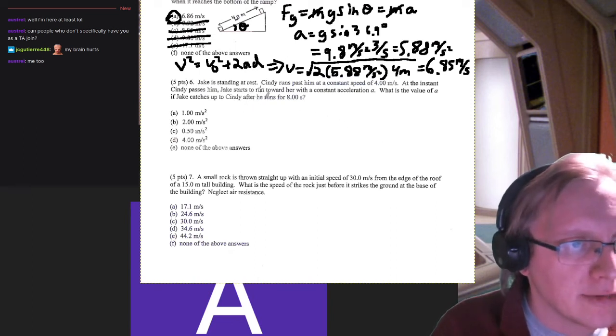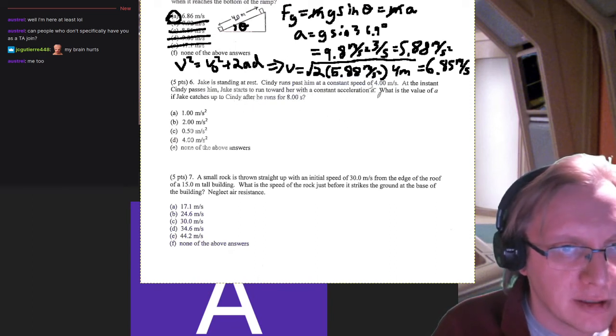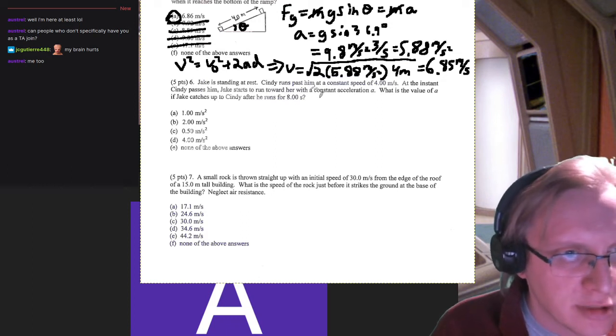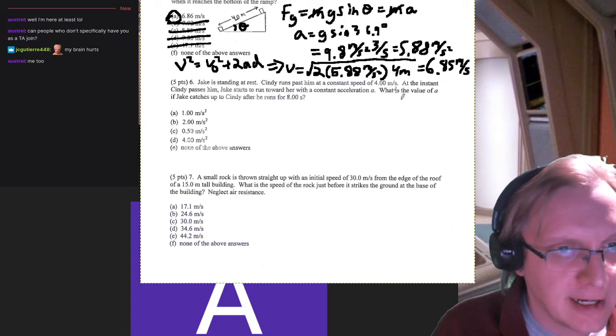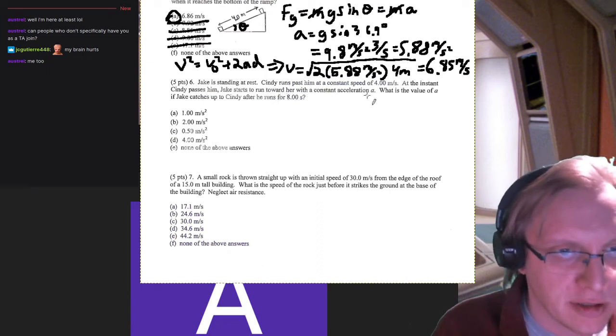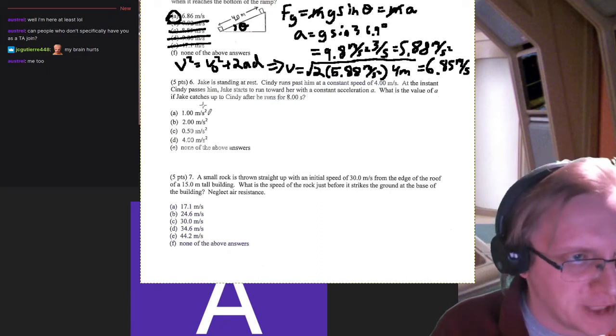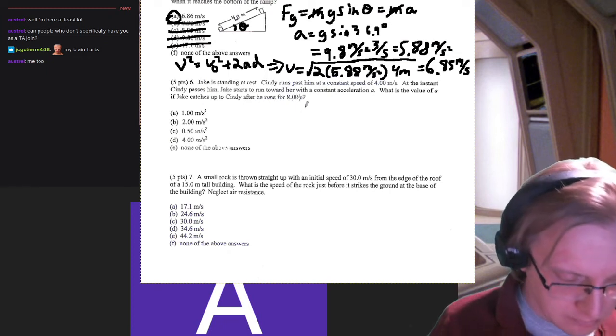Jake is standing at rest. Cindy runs past him at a constant speed of 4 meters per second. Probably more kinematics. At the instant Cindy passes, Jake starts to run after her with a constant acceleration of A. What is the value of A if Jake catches up to Cindy after 8 seconds? Okay.